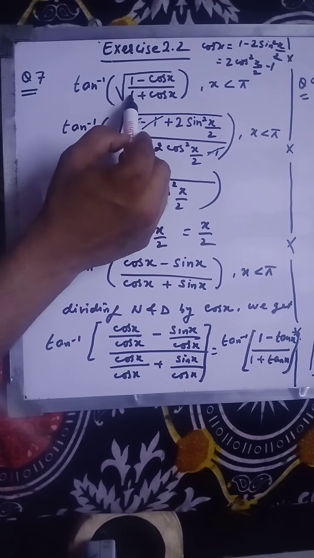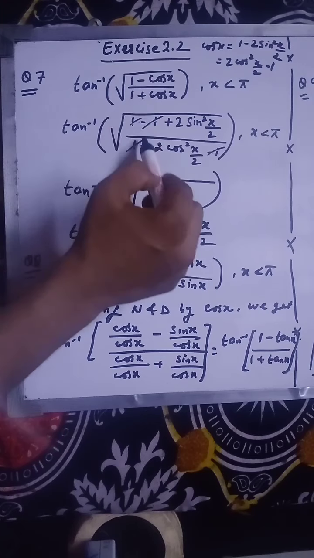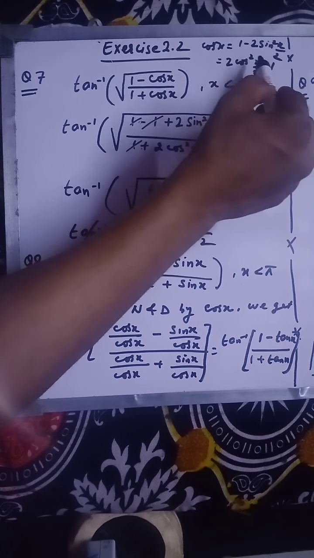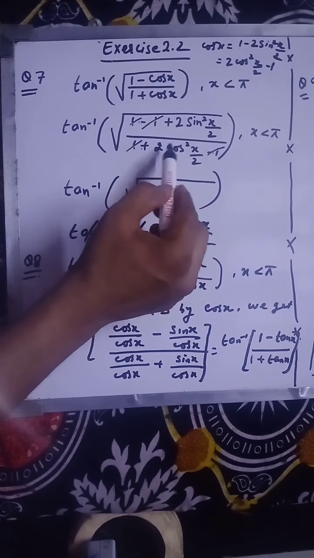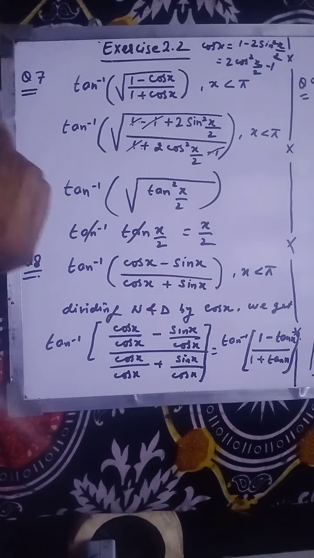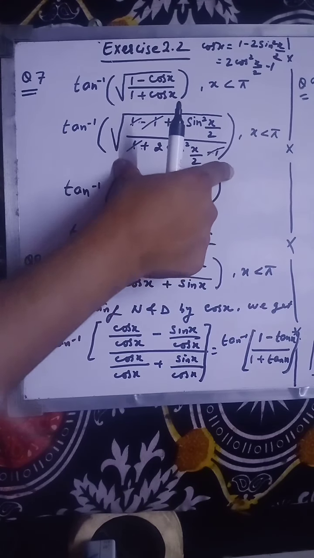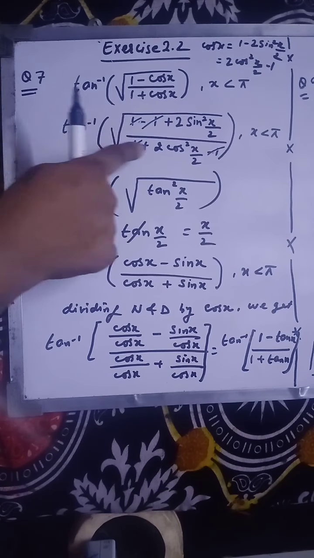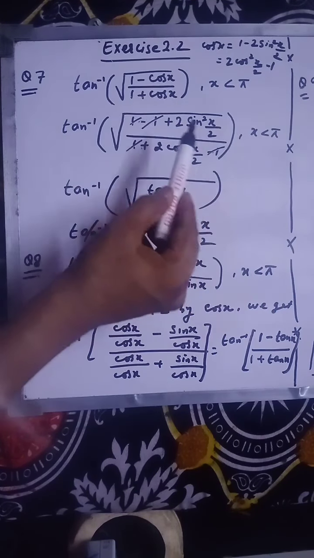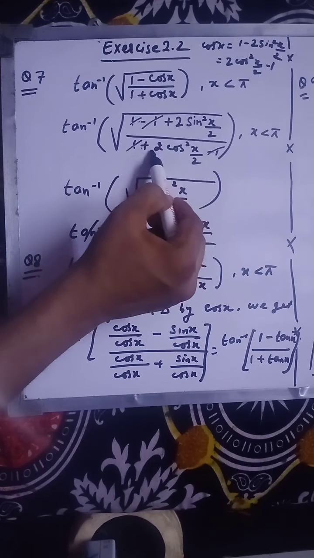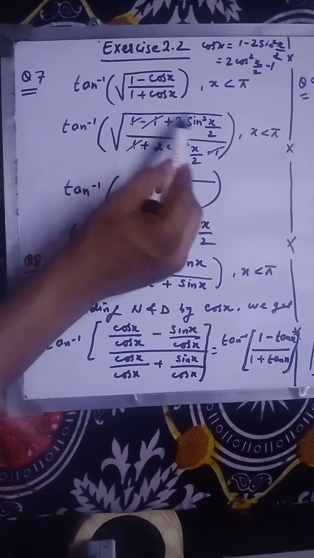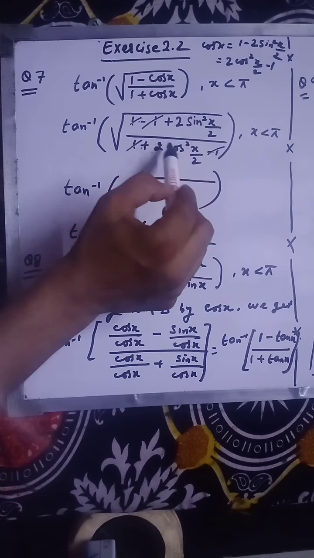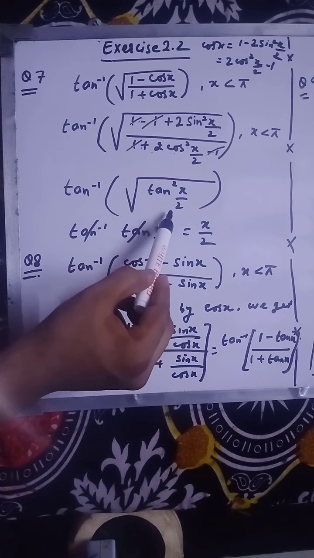In the denominator, 1 and 1 you have to copy, this plus will remain the same, and in place of cos x you have to write 2 cos square x by 2 minus 1. After this step you have to check, 1 and 1 will cancel out, and this 1 and this 1 will also cancel out, and you will get 2 sin square x by 2 over 2 cos square x by 2 within the root. 2 and 2 will also cancel out, and this will be tan square x by 2.